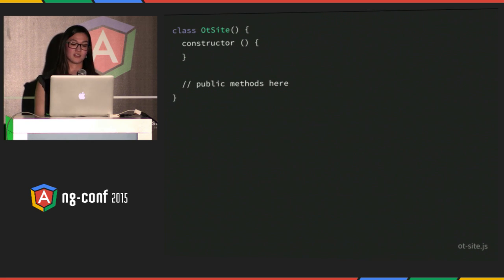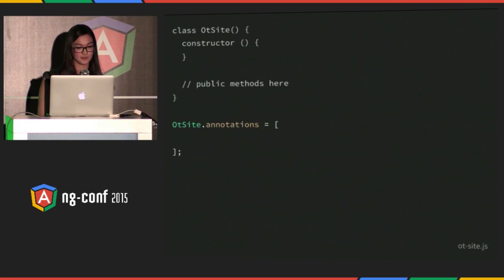The first half of creating a directive is defining the component class. It controls the component's business logic and can expose a public API for other components. Here we've defined it using ES6 class syntax, but you can achieve the same thing with ES5 using a normal constructor function. So normally there would be methods in here, but as our OT site directive is an inert scaffold, we actually don't need any methods. What we do need is to record those two pieces of metadata, which brings us to the second half of our definition, annotations. Since we're using ES6, which doesn't have a native concept of annotations, we simply set a static property on the class called annotations, and Angular will pick it up.